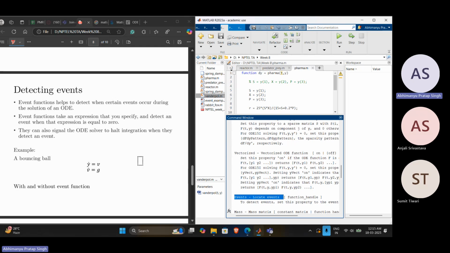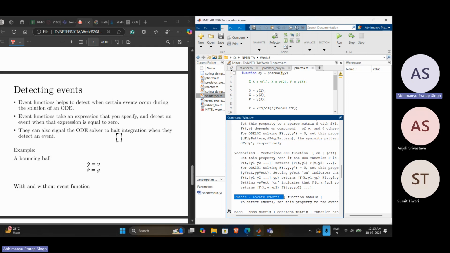The other way is to use the event function of this ODE solver. Event functions take an expression, which in this case would be the height, and can help you detect an event when the expression is equal to zero. And they can also signal the ODE solver to halt the integration when they detect an event. So you can tell ODE45 or ODE15s, any ODE solver, to stop the integration or the simulation when that event function is triggered.